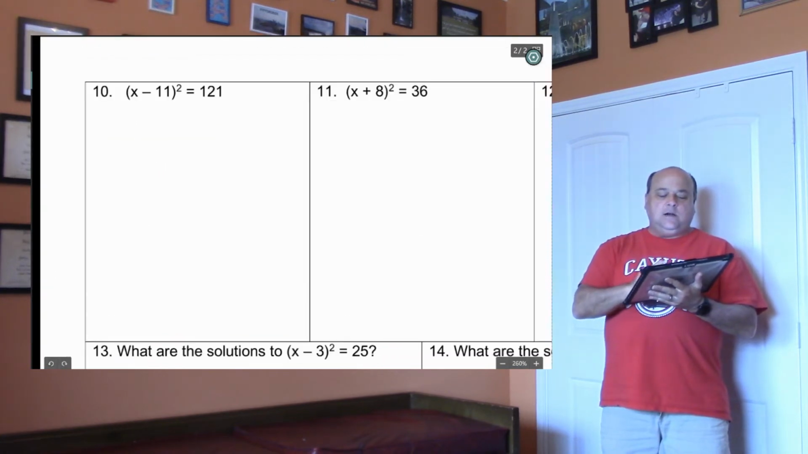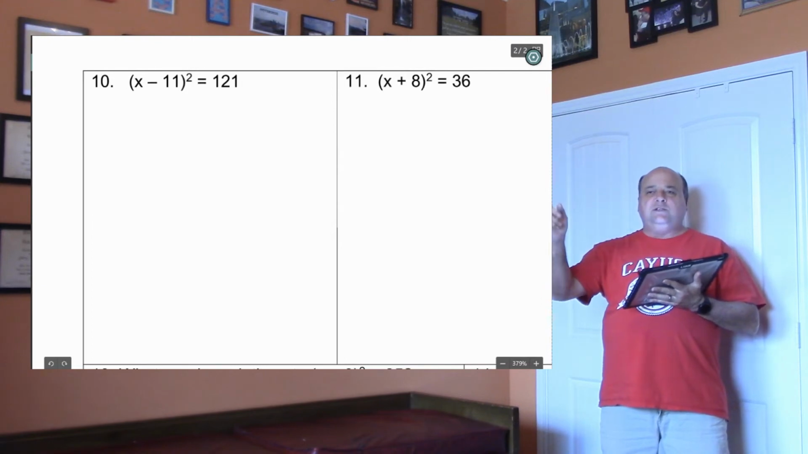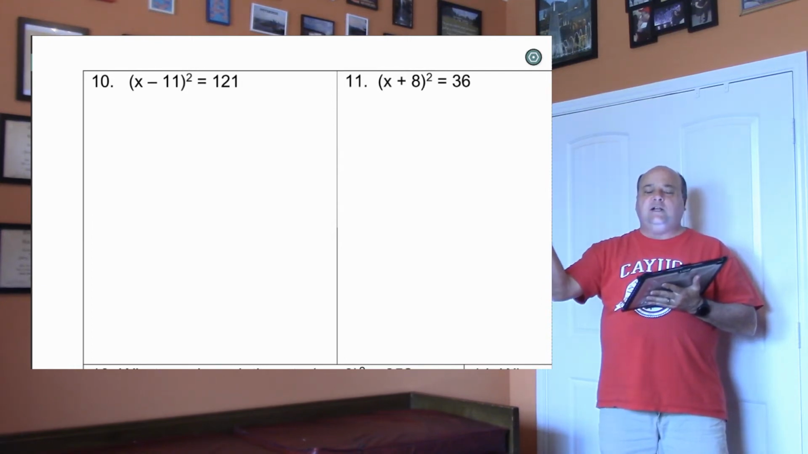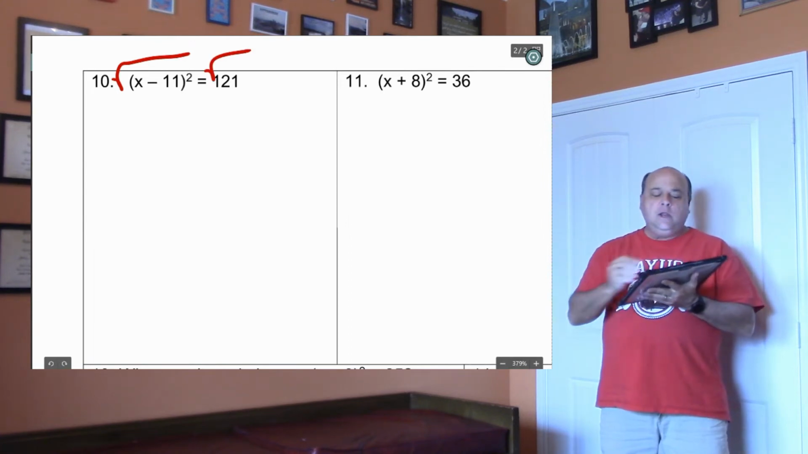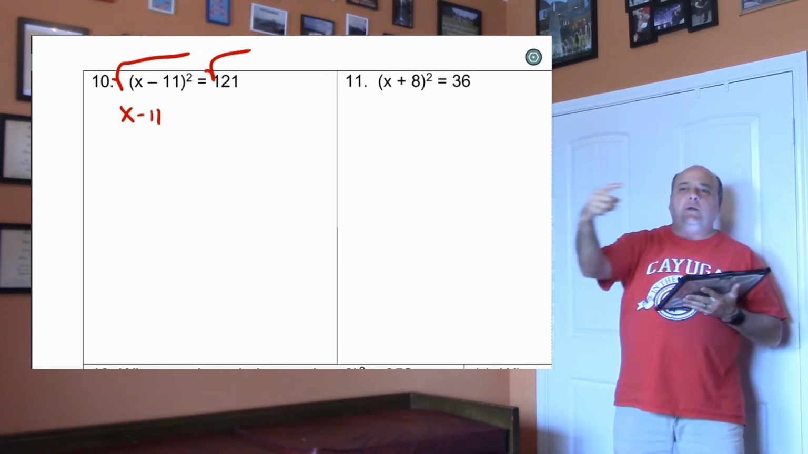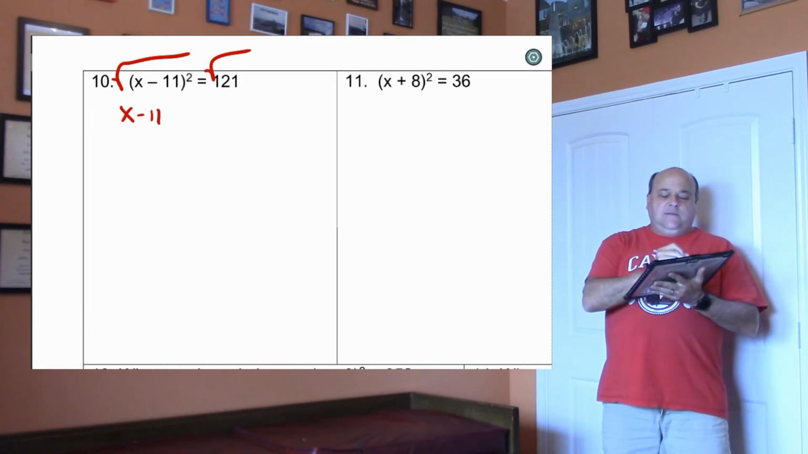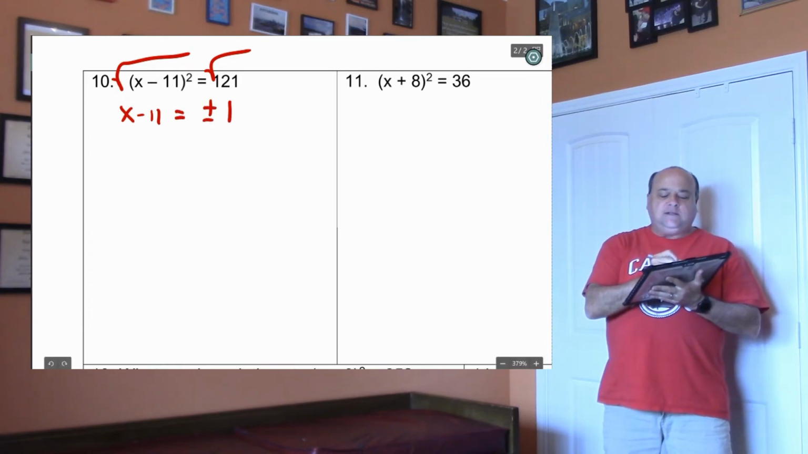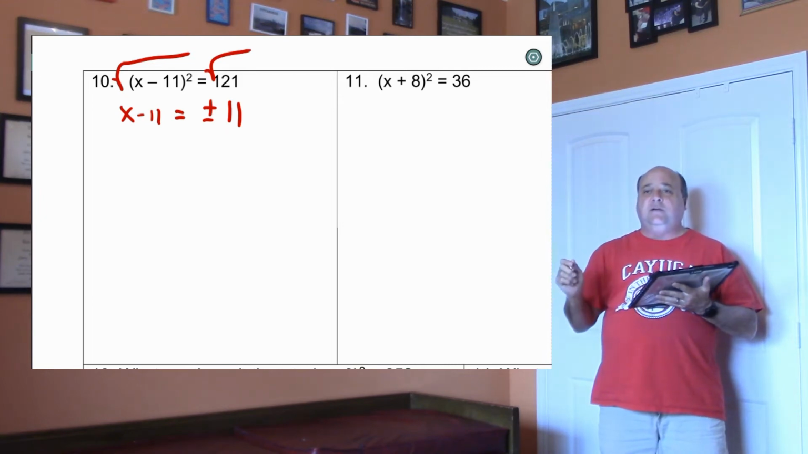Okay, now then when we get to number 10, this is tricky. Notice we have the parentheses here. We're going to square root both sides right off the bat. So square root. I'm going to write down x minus 11. That minus 11 is moving the parabola to the right 11. And then it's equal to plus or minus 11. The square root of 121 is not just positive 11, it's plus or minus 11.